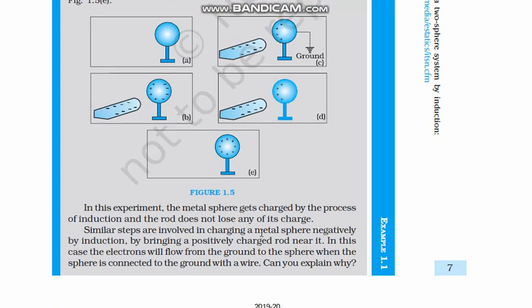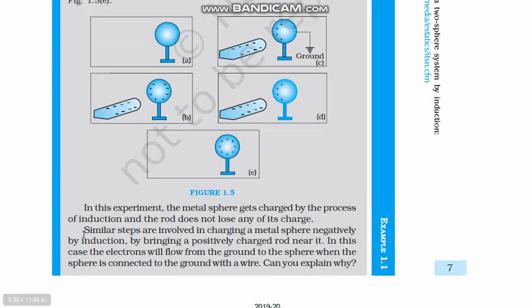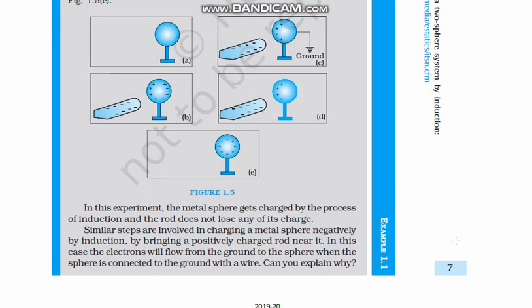Similar steps are involved in charging a metal sphere negatively. Similarly, you can negatively charge the metal sphere without touching it, by induction, when you bring a positively charged rod. In this case, electrons will flow from the ground to the sphere when the sphere is connected with the ground by a wire. Can you explain why? When you take the similar example and do it with the positive body, the electrons will not flow from the metal sphere to the ground, but from the ground to the metal sphere, because electrons move, protons don't move. Protons are very heavy, positive charges are very heavy. The movement is only for the electrons.